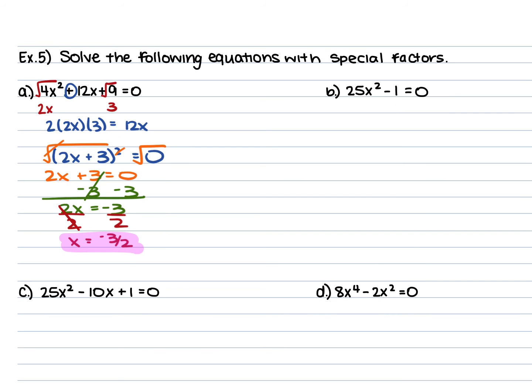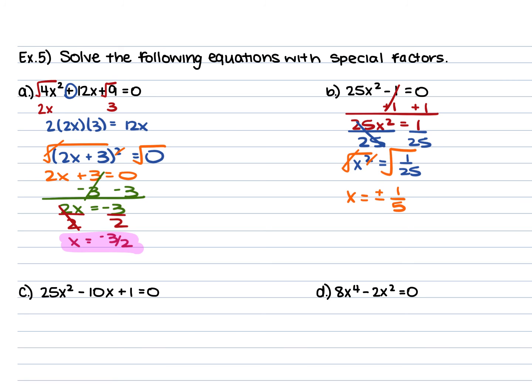If we look at example B, we have 25x squared minus 1 is equal to 0. For this one, we're going to add that 1 to both sides. And we have 25x squared is equal to 1. From there, we can divide each side by the 25. So we just have x squared is equal to 1 over 25. We're going to take the square root of both sides. Remember, when you're taking the square root of both sides, you put that plus or minus in front of your answer. And we have x is equal to plus or minus 1/5.